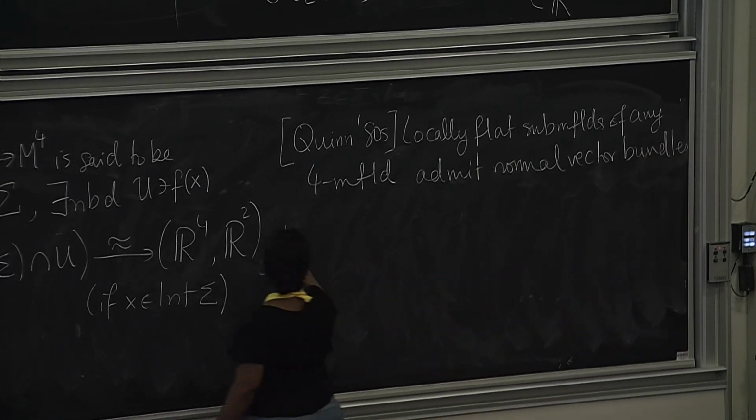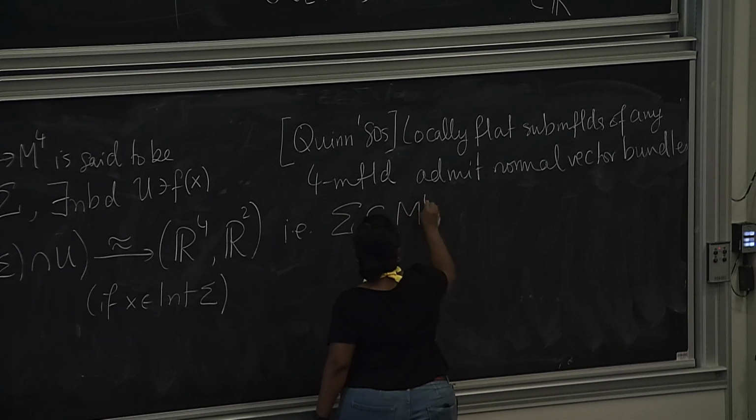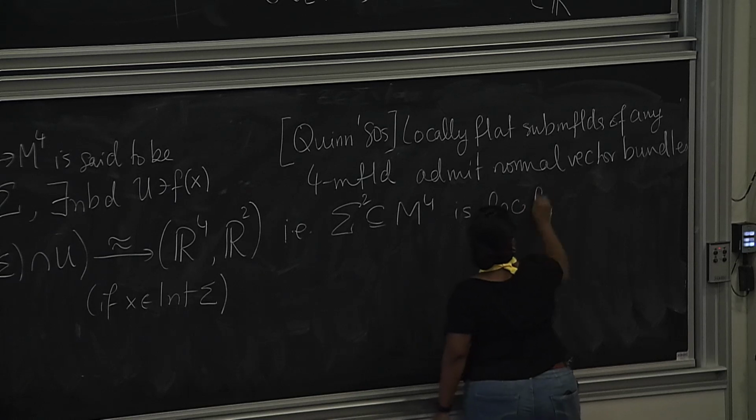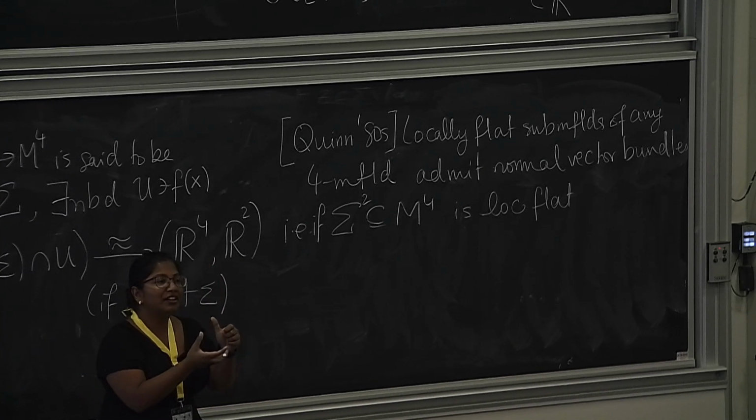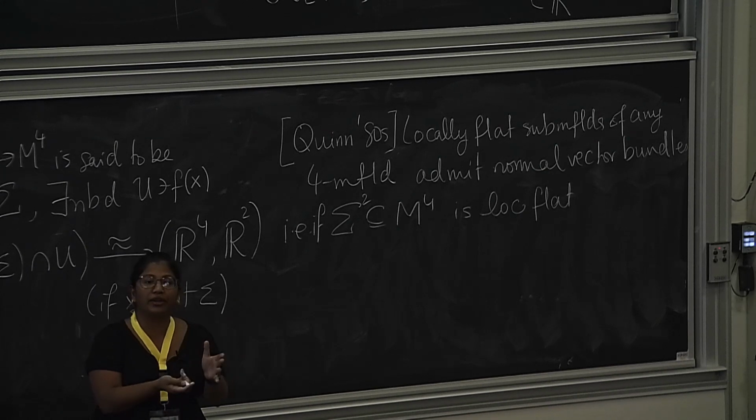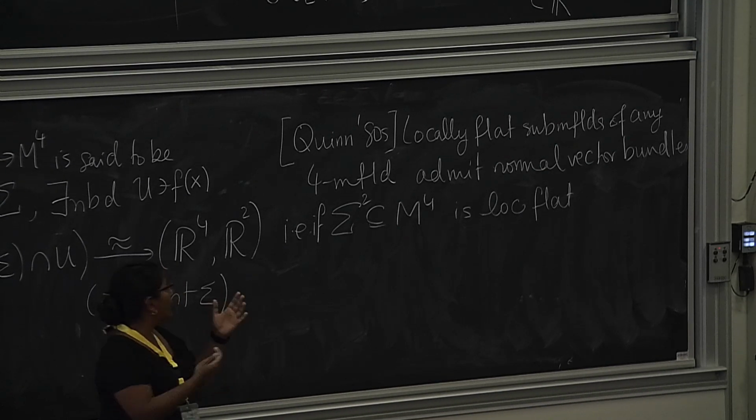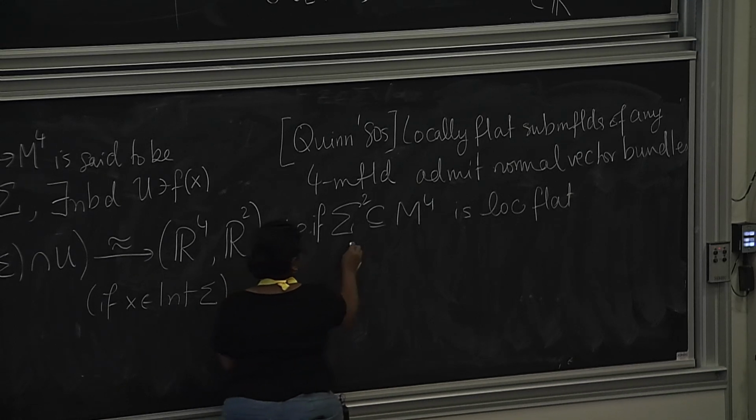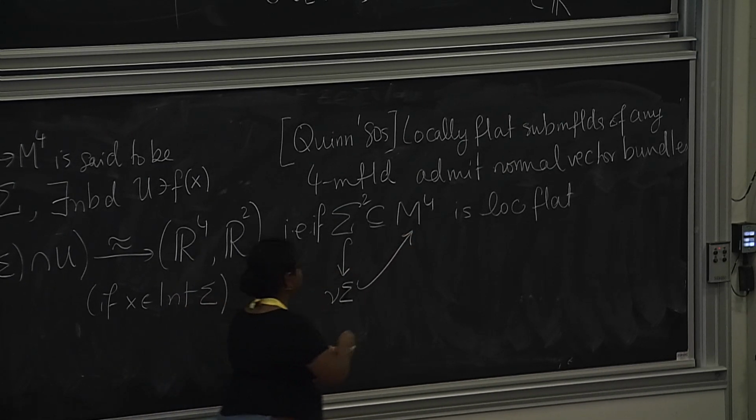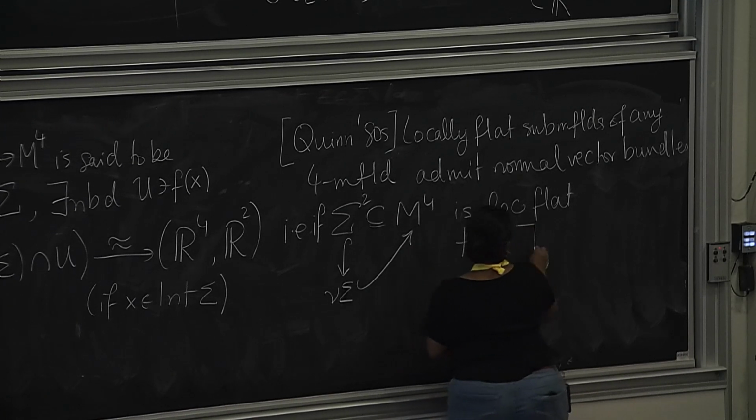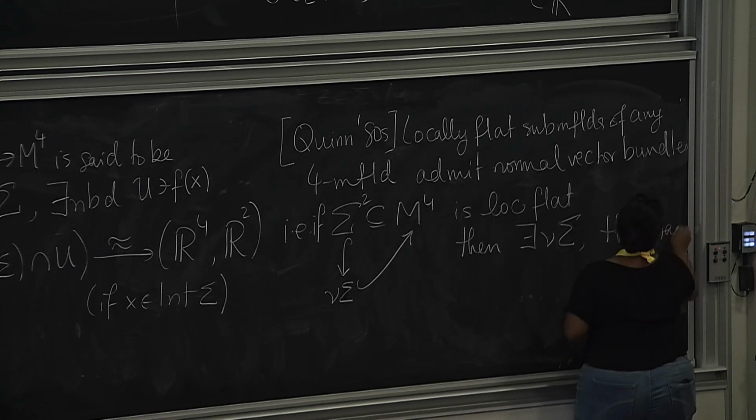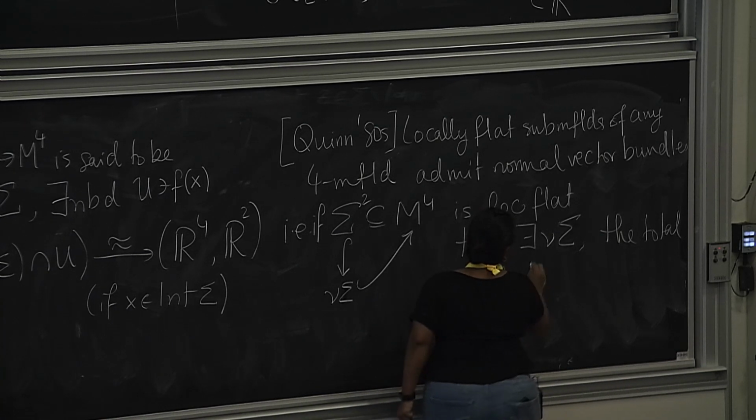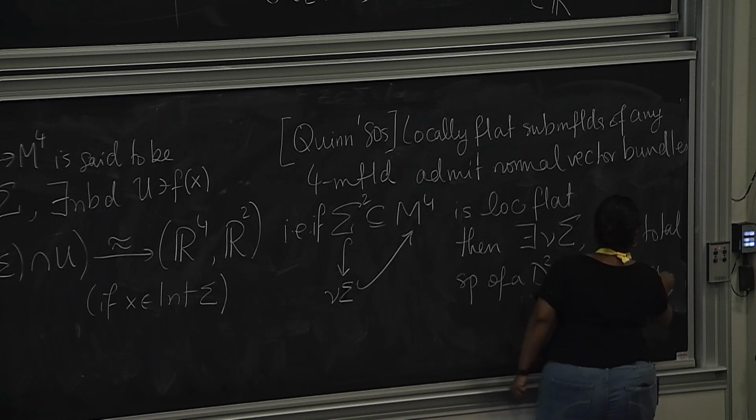So in particular, if sigma inside of M4 is locally flat, what does it mean to have a normal bundle? It means I have a nice tubular neighborhood. It means that I can always find a neighborhood of this sigma, so there exists something like this. This is the total space of a D2 bundle over sigma.